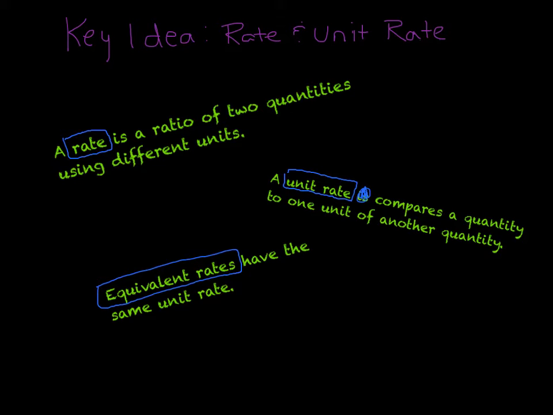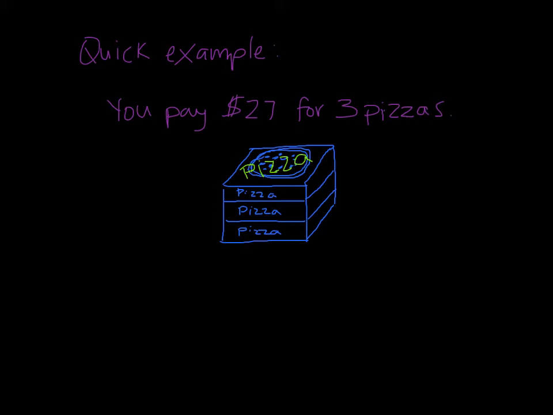So again, as we always do when we talk about vocabulary, you'll understand it when we put it into use coming up. So here's my beautiful drawing of pizza. So there's 3 pizzas. You paid $27 for all 3 of them. Well, my rate would be $27 to 3 pizzas. Now notice how we kept this as a ratio. So this is the rate I'm talking about.